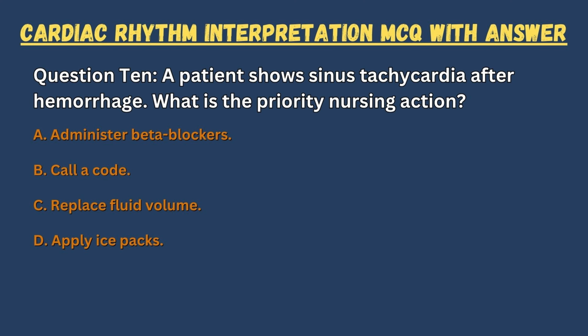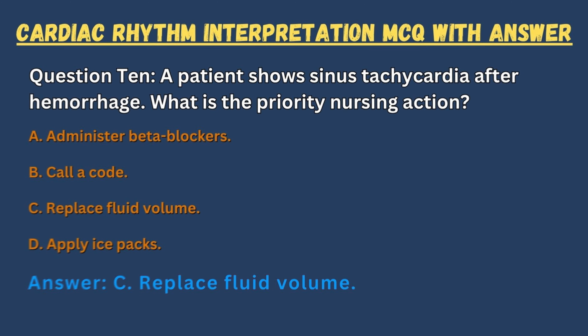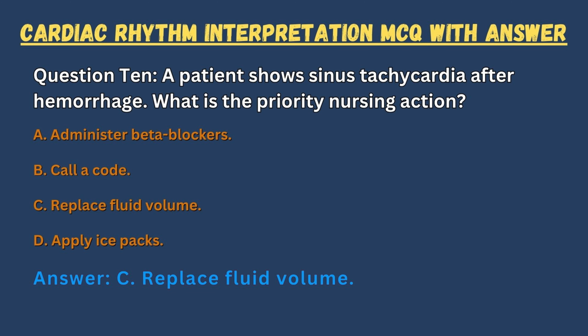Question 10. A patient shows sinus tachycardia after hemorrhage. What is the priority nursing action? A. Administer beta blockers. B. Call a code. C. Replace fluid volume. D. Apply ice packs. Answer: C. Replace fluid volume.